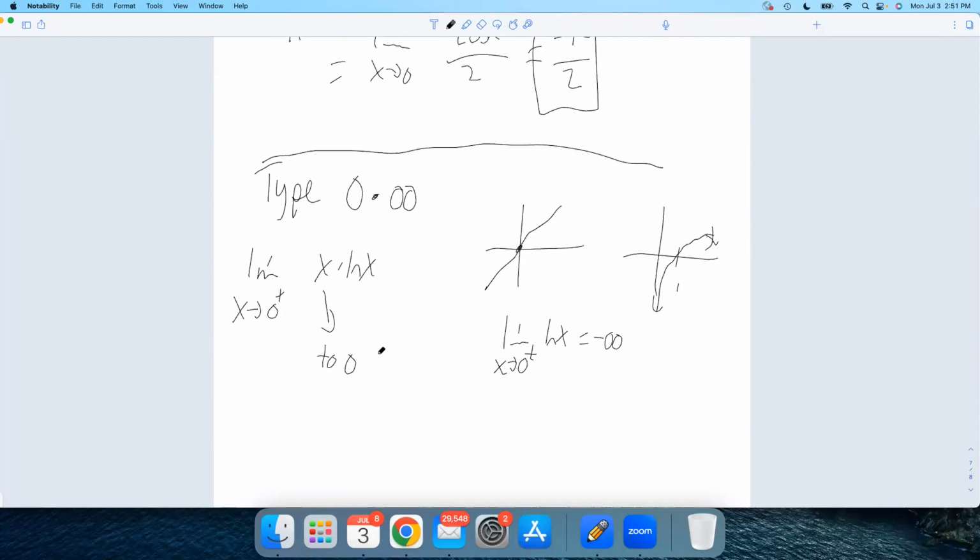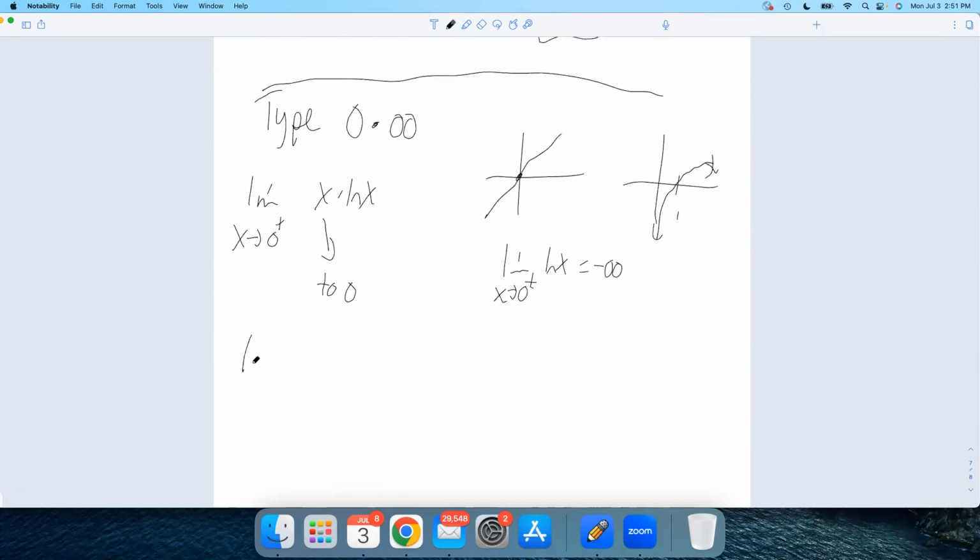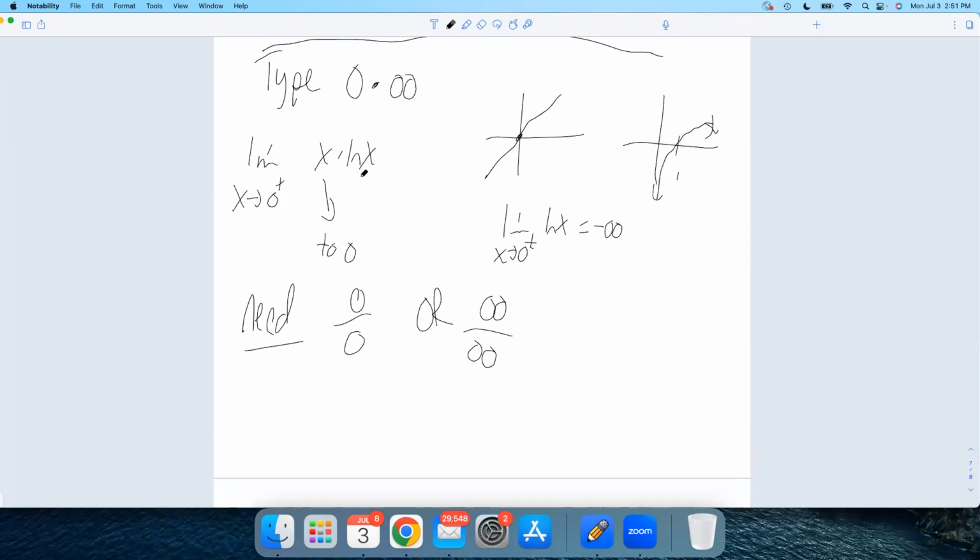Well, what we want to do is change this. I need to make this a fraction. I need this to look like either 0 over 0 or infinity over infinity. So what I want to do is flip one of these guys on his head and turn this into a fraction of fractions. So I could write x times ln of x as x divided by 1 over ln of x. Or I could write it as ln of x divided by 1 over x.